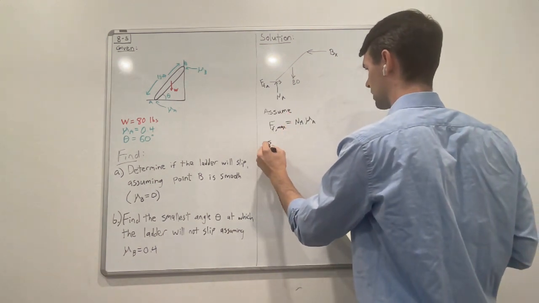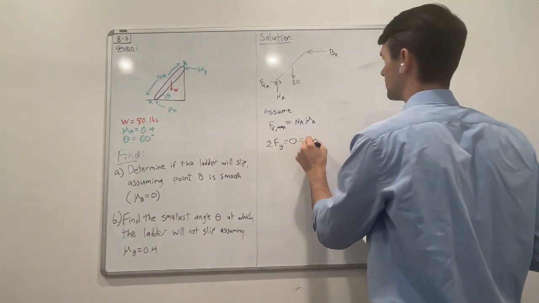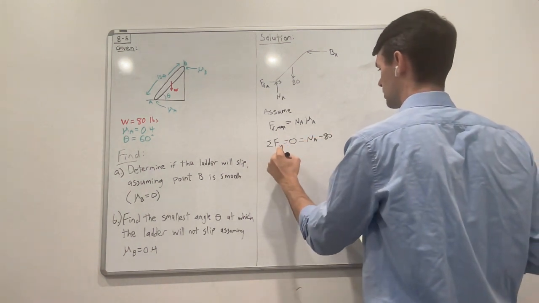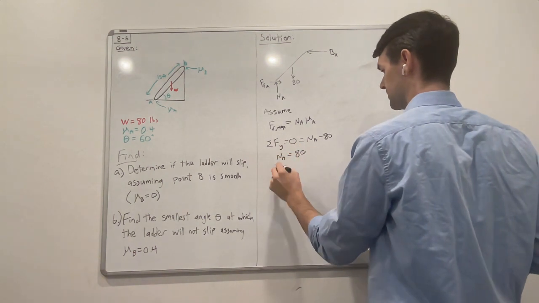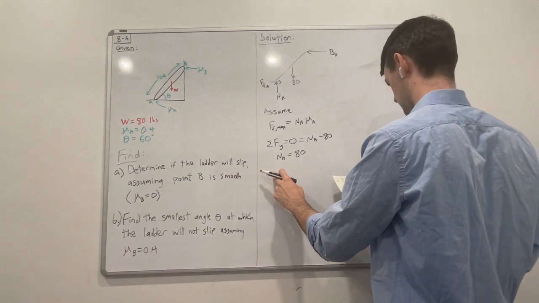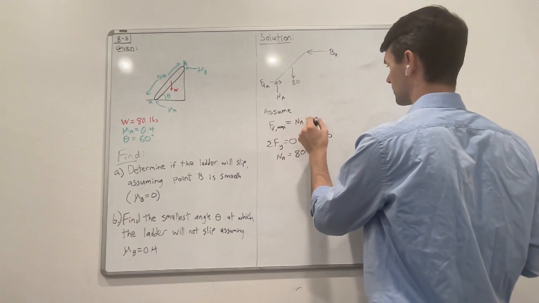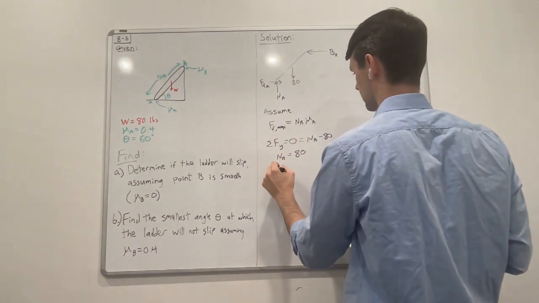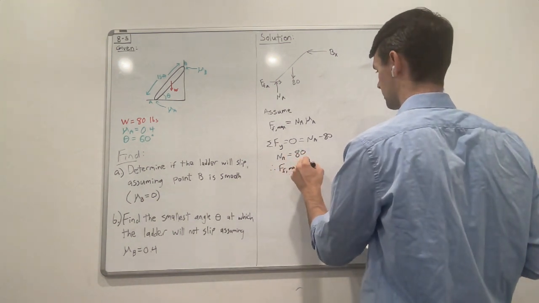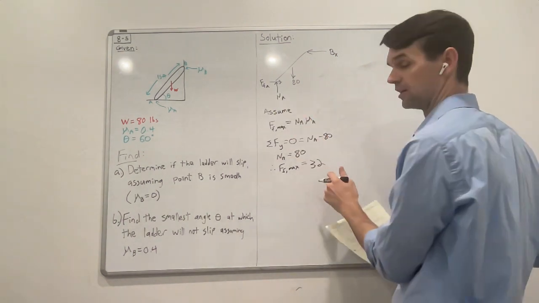So let's start with our sum of forces in y, because that's a pretty simple problem. Sum of forces in y has to equal 0, and that's just going to be NA minus 80. So we know NA must equal 80. Simple enough. Knowing this, therefore the friction force max is 80 times 0.4, which is going to be 32. So that's sort of our magic number. If the friction force is greater than 32, it's slipping. If it's less, it won't slip.